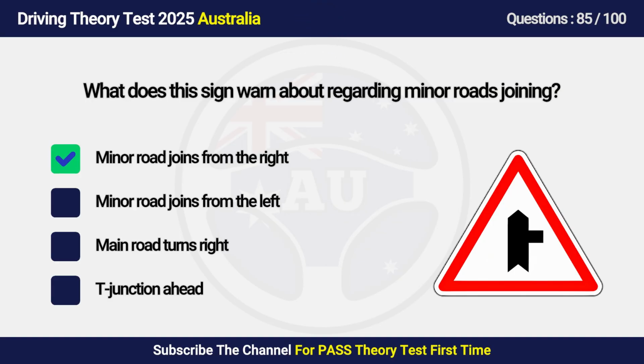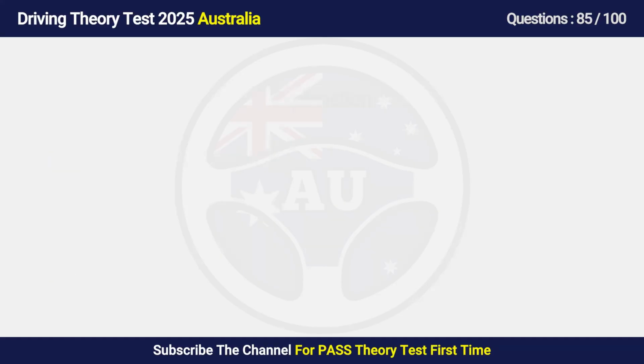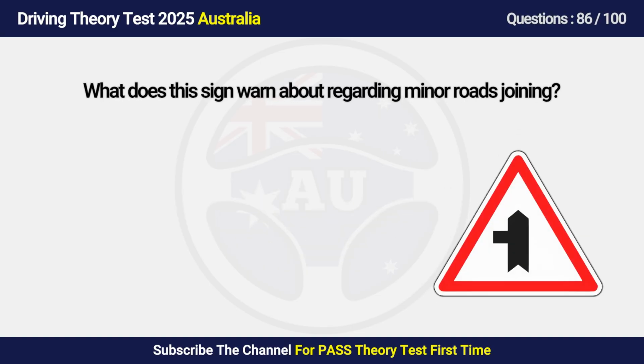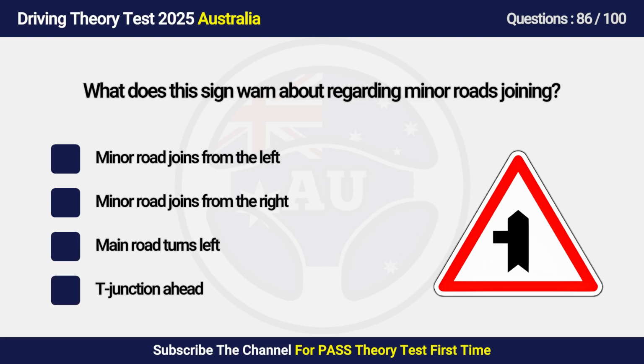Answers is A. Minor road joins from the right. This warning sign indicates that a minor road will join the main road from the right ahead. Be aware of potential traffic entering from this side. Question 86. What does this sign warn about regarding minor roads joining?